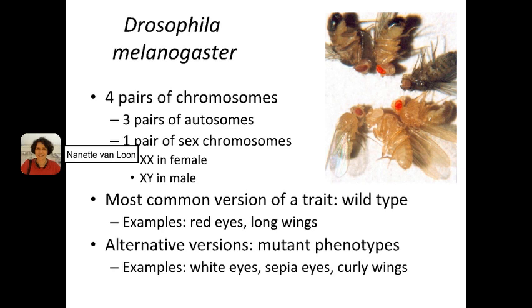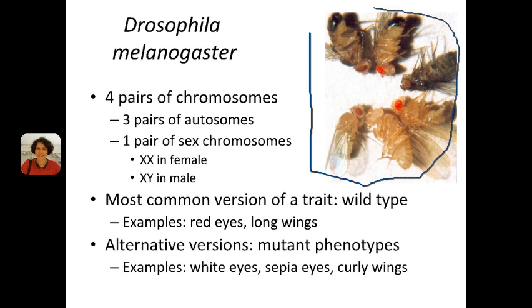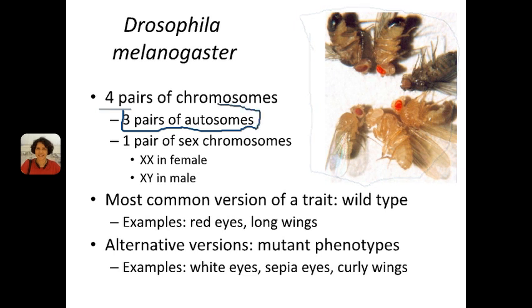So, more information about Drosophila melanogaster. As you can see, it's a very handsome little fly. They're very tiny, much smaller than a housefly. They have 4 pairs of chromosomes, and of those, 3 pairs are autosomes. Autosomes are the chromosomes that do not carry the sexual characteristics, and 1 pair of sex chromosomes. So the sex chromosomes would be XX in the female and XY in the male.